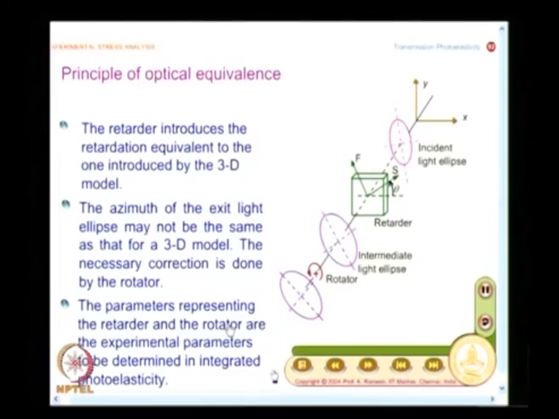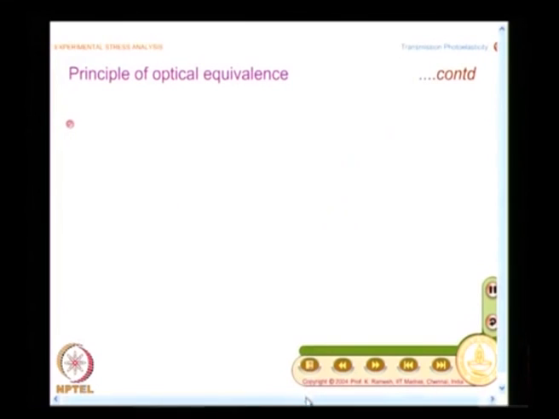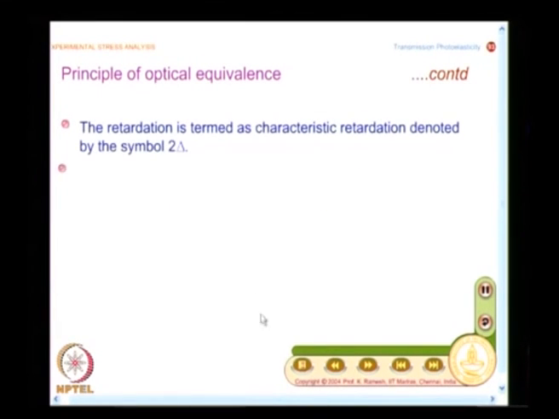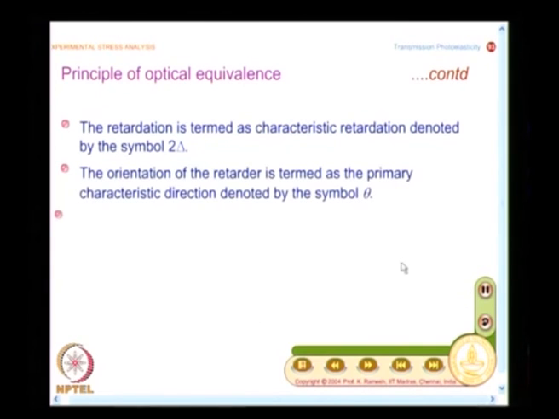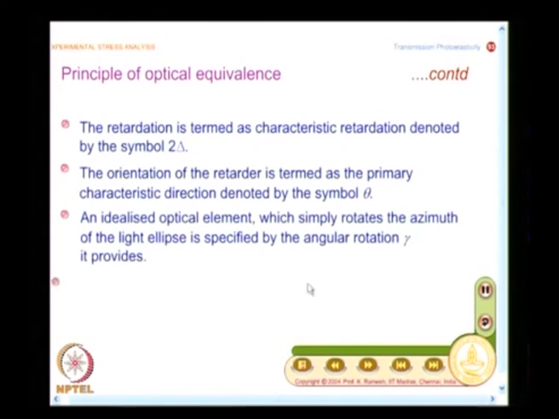And what you can think of is I can have a series of retarders and analyze it by Jones calculus. Whatever I have said, retardation is termed as characteristic retardation labeled as 2 delta. The orientation of the retarder is termed as the primary characteristic direction denoted by the symbol theta. The rotation is labeled as gamma, the characteristic rotation. So, these are all the 3 quantities I determine experimentally for a 3 dimensional photoelastic analysis.